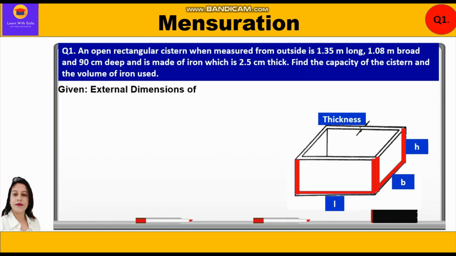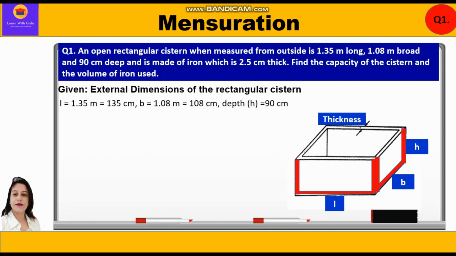Now given to us are the external dimensions of the rectangular cistern. Length is equal to 1.35 meters. We can convert into centimeter by multiplying by 100, so we'll get 135 centimeter. Breadth is equal to 1.08 meters, which is equal to 108 centimeter. Depth is equal to 90 centimeter, that is our height. And thickness of iron used is equal to 2.5 centimeter.